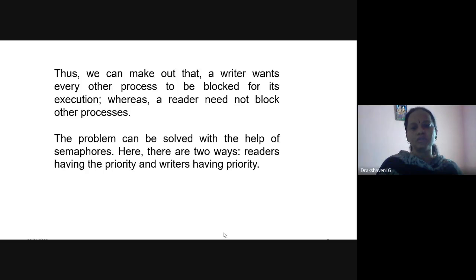The problem can be solved with the help of a semaphore. So this reader and writer problem can be solved using a semaphore. And to do this, there are two ways: the reader having priority and the writer having priority.